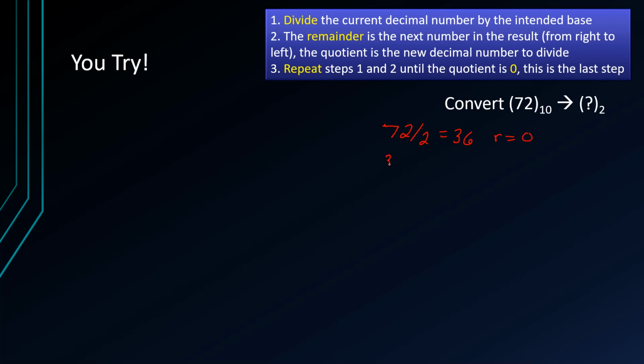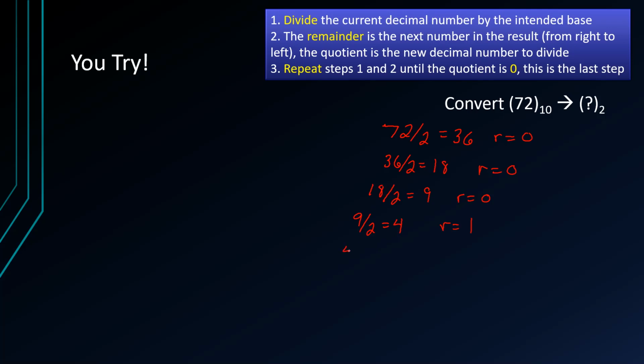Next step, 36 divided by 2. Well, that's exactly 18. So I have a remainder of 0. 18 divided by 2. Well, that's exactly 9. So again, I have a remainder of 0. 9 divided by 2. Well, that doesn't go in evenly this time, but it does go in 4 times. 2 times 4 is 8, which means there's 1 left over. So I have a remainder of 1.